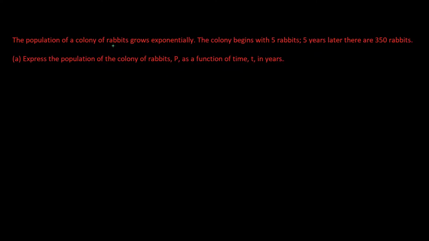So I have a very common problem right here. The population of a colony of rabbits grows exponentially. The colony begins with 5 rabbits. 5 years later, there are 350 rabbits. Express the population of a colony of rabbits P as a function of time T in years. So the things important to note is we start with 5 rabbits, 5 years later, 350 rabbits. And there we want P as a function of time. So we have to express the colony of rabbits as a function of time.